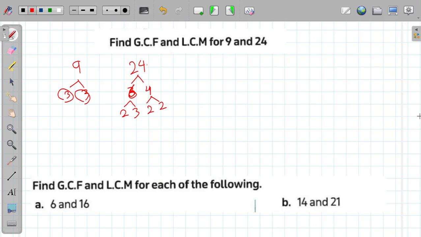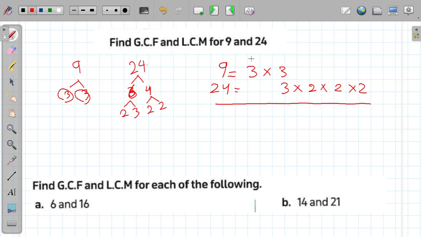Next I will list the prime factors of the two numbers under each other, so I will say 9 equals 3 by 3. Next I have 24 equals 3 by 2 by 2 by 2. I will write 3 under 3. Next I have 2 and 2 and 2. And look carefully, I write the 2's in columns alone because I don't have any prime factors of 2 in the first number.